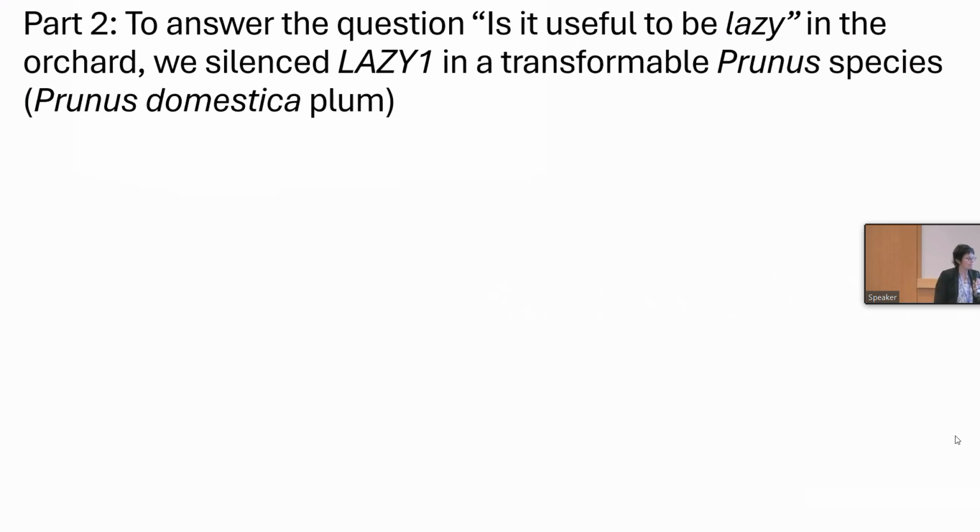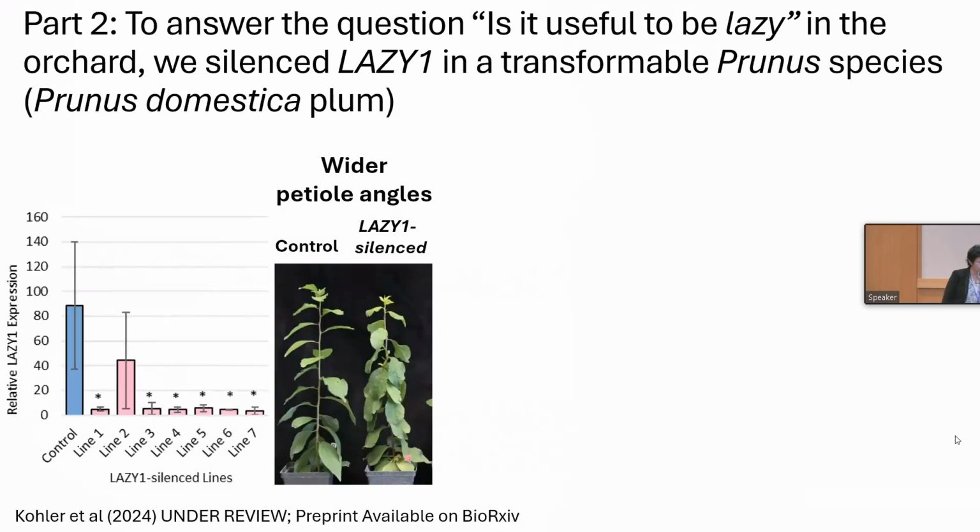So we silenced LAZY in a tree. And I did first come about studying LAZY from a peach tree, but peach is not transformable. It is a bit harder to work in trees than Arabidopsis. So we silenced it in another Prunus tree that is also useful for agriculture, plum, Prunus domestica. And this is all work that I've been doing for about 12 years, and it is now just available on bioRxiv because trees take a while to grow and we want to characterize them. We did some training studies, I'll talk to you, and wanted to look at fruit.